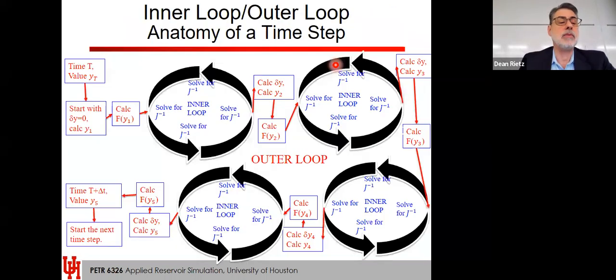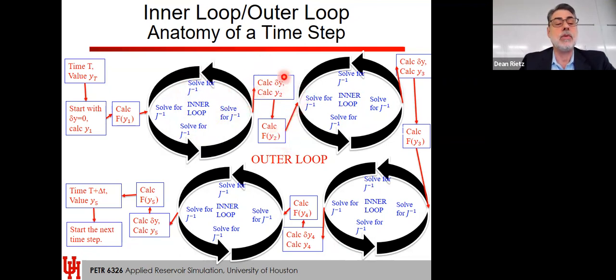Okay, see if this slide helps. Maybe it doesn't. So at time t, we start with our error function at 0. We calculate our Jacobian, and then we solve. We're going through this phase where we're inverting the matrix in order to get our residual functions to be small enough.